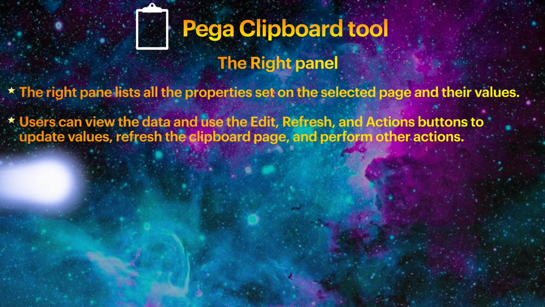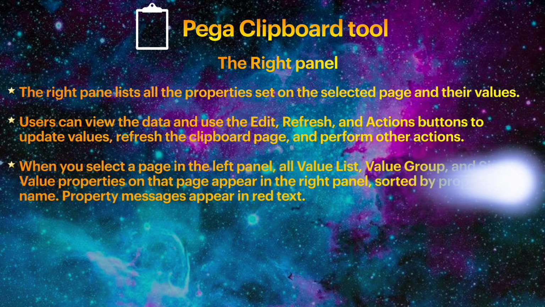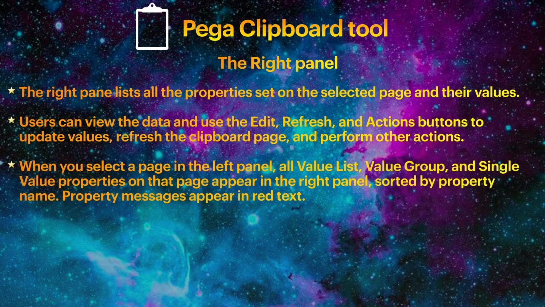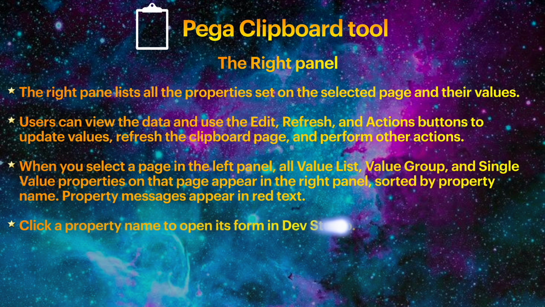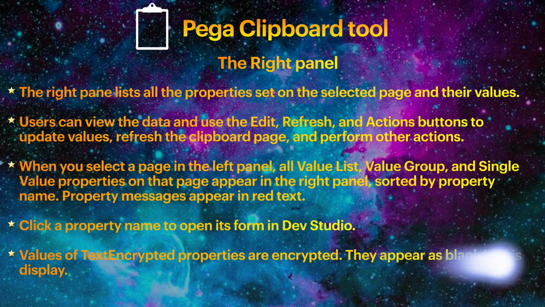When you select a page in the left panel, all value list, value group, and single value properties on that page appear in the right panel, sorted by property name. Property messages appear in red text. Click a property name to open its form in Dev Studio. Values of text encrypted properties are encrypted. They appear as blank in this display.